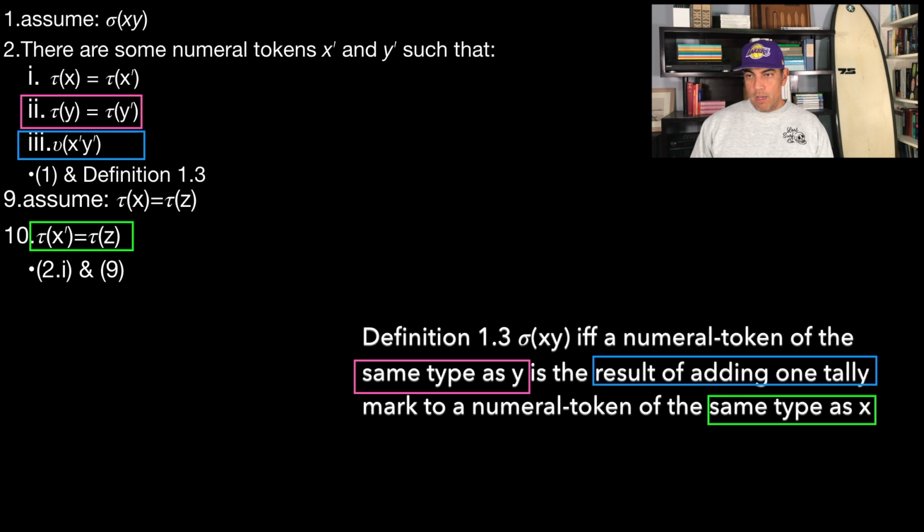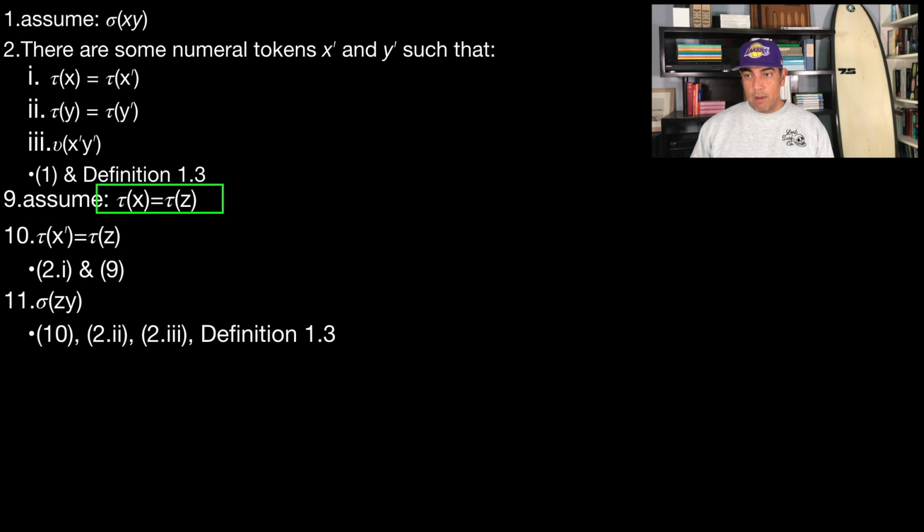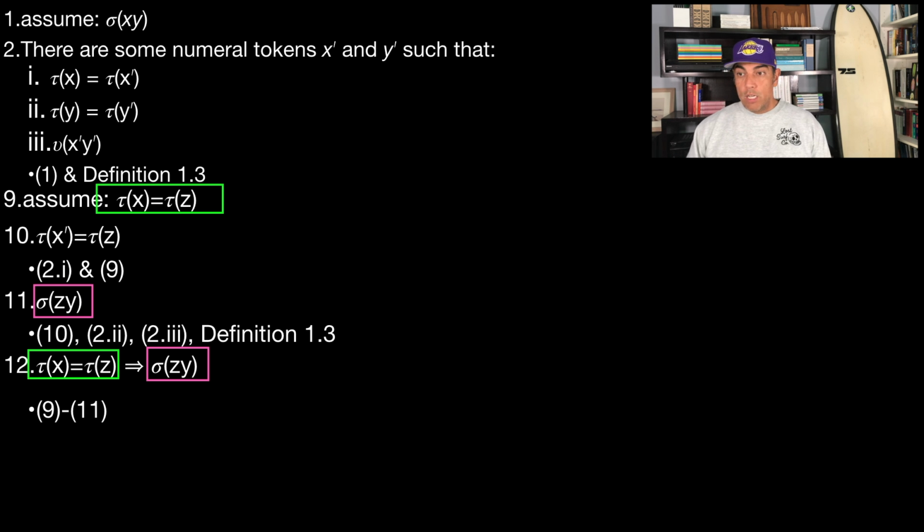We have an upsilon relationship between x prime and y prime. Y is the same type as y prime. Z is the same type as x prime. So z and y must be in that sigma relationship, sigma zy. And again, that's exactly what we wanted. We wanted to show that if x and z are the same numeral type, it must be the case that z and y are in that sigma relationship. So we've proved both sides of the arrow.